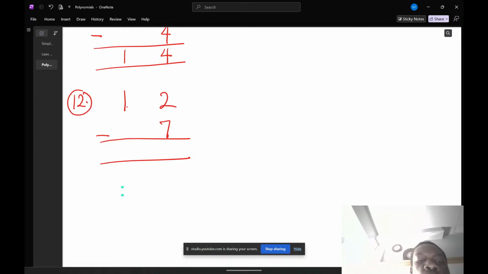If we borrow 1, we put 1 in front of 2. That becomes 12. So now we take away this 1. Now that is 12 minus 7, which was the original question. So now we count 12 and take away 7.